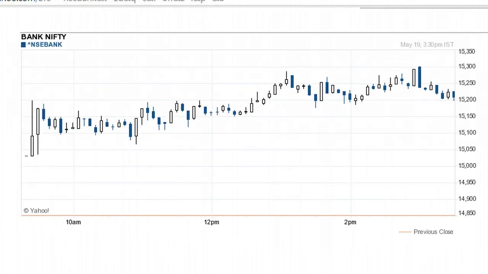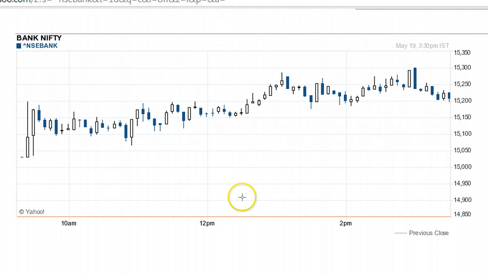So this is today's intraday Bank Nifty chart, and let me try and draw a few lines here. This is until 10 a.m., this is 12 p.m., this is 2 p.m., and this is 3:30 p.m. and the markets have closed. The entire day, the day low is at around 15,030, and the day high is 15,300. And like I said earlier in the video, avoid the first 30 minutes, or until 10 a.m., or the first 1 hour of trade.